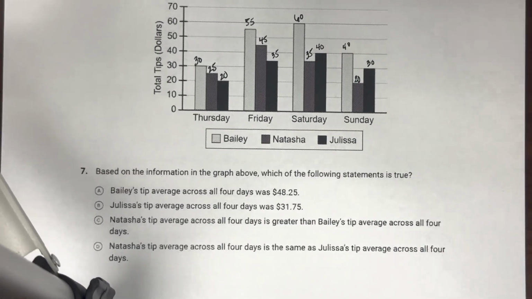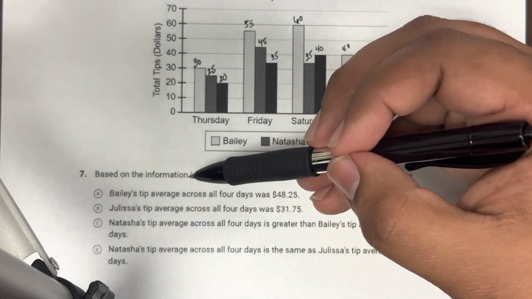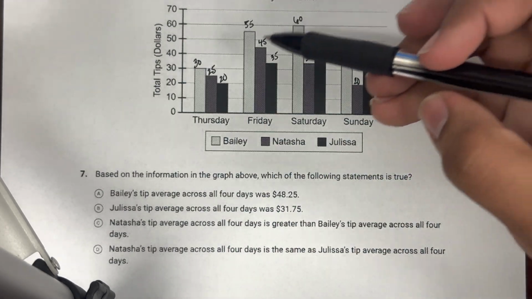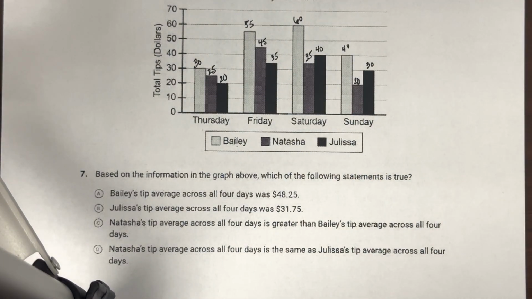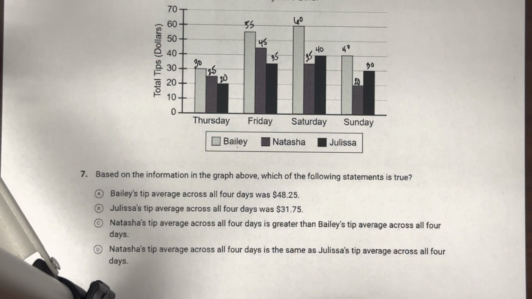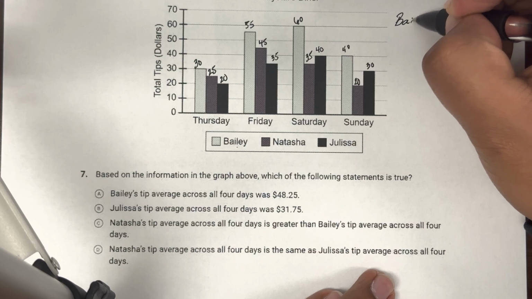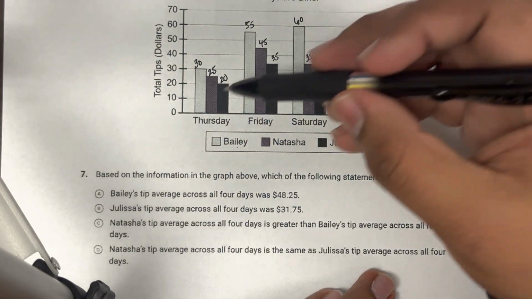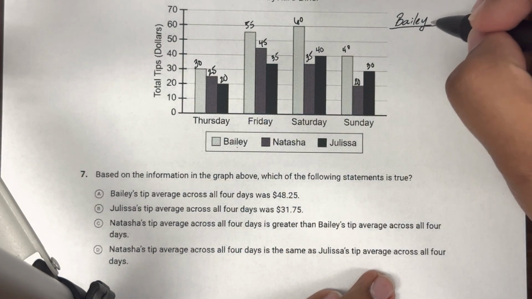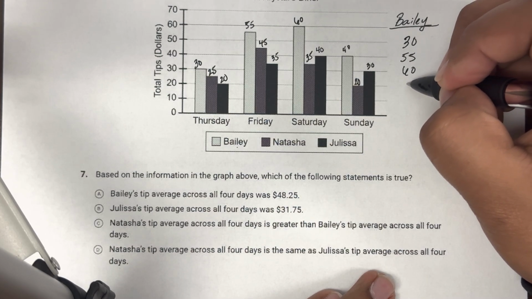Let's read the question. Based on the information in the graph, which of the following statements is true? Bailey's tip average across all 4 days was $48.25. Attendance to cafeteria. Bailey's right here. So we're looking at the first set. So I'm looking at 30, 55, 60, and 40. Let's look it up. You know what? I'll just be more advanced in wanting to just find the average of each of them, because that's what it looks like, because the questions are going by their names. So Bailey is 30, 55, 60, and another 40.